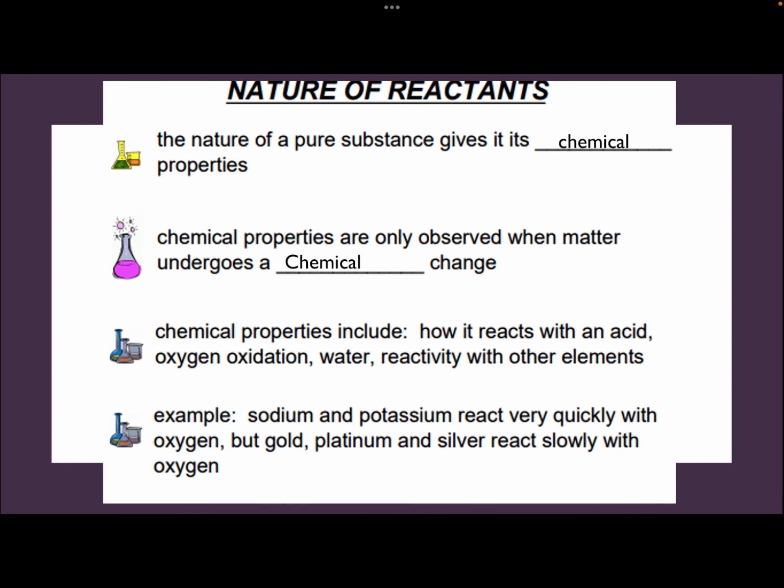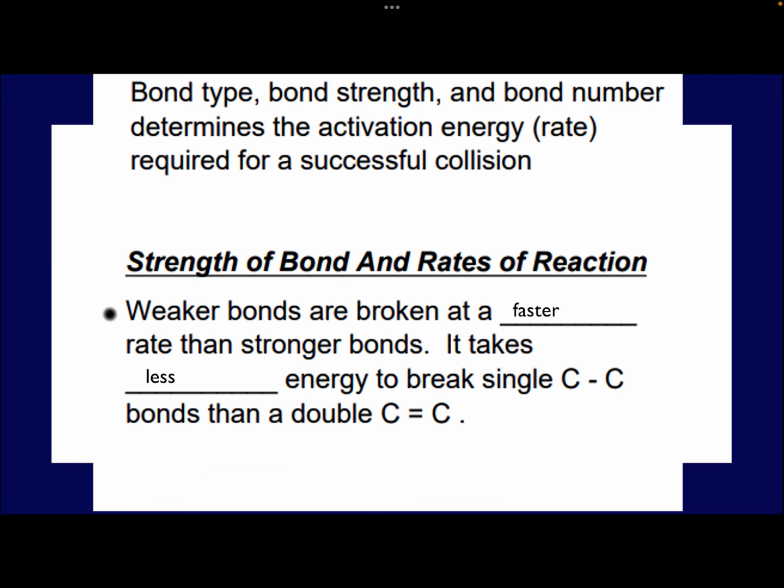When we look at our reactants and the nature of them, we can look at pure substances, and when we look at pure substances, we look at their chemical properties. And some chemical properties are only observed when they undergo a chemical change. So, for example, some chemical properties we might look at are how it reacts with an acid. Does it oxidize? What is its reactivity with other elements? So, for example, if we're looking at sodium and potassium, they're going to react really easily with oxygen. So there's different ways that our pure substances are only going to show their properties, and that's based off of a chemical change.